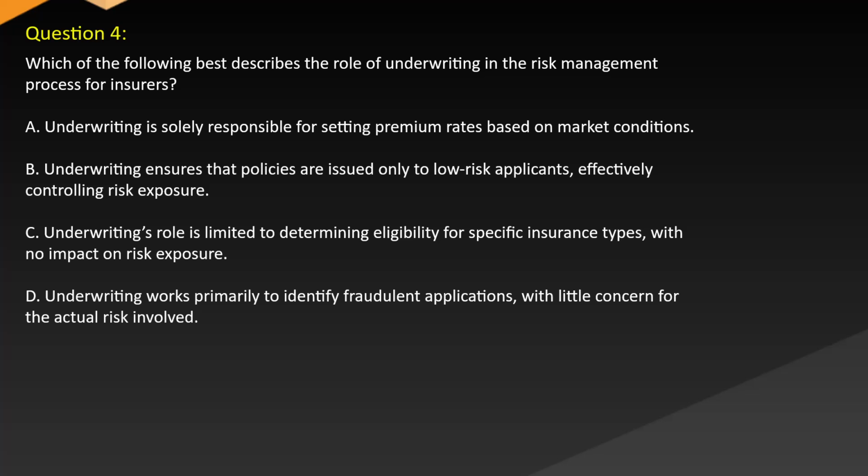Which of the following best describes the role of underwriting in the risk management process for insurers? A. Underwriting is solely responsible for setting premium rates based on market conditions. B. Underwriting ensures that policies are issued only to low-risk applicants, effectively controlling risk exposure. C. Underwriting's role is limited to determining eligibility for specific insurance types, with no impact on risk exposure. D. Underwriting works primarily to identify fraudulent applications, with little concern for the actual risk involved.